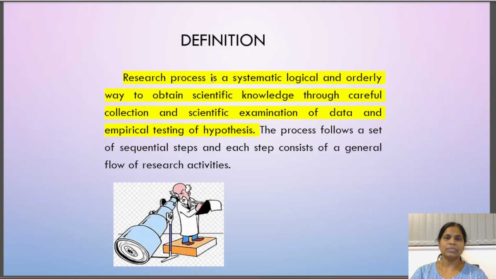So the research process is systematic, logical, orderly, as it is followed in a stepwise manner. Why we do research is that we want to obtain knowledge through careful collection and scientific examination of data, because whatever data we gather, we send it for analysis. This process follows sequential steps, and each step consists of a general flow of research activities. Those steps we are going to see in this research process.